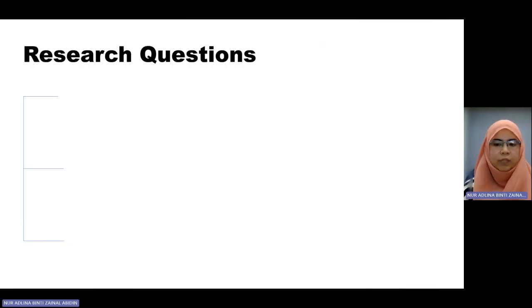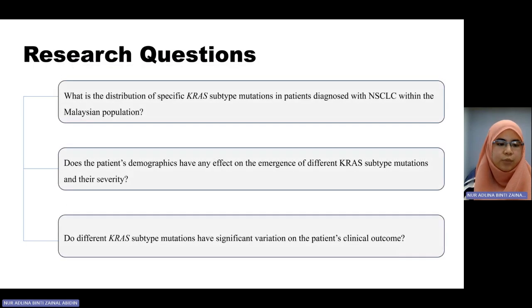The research questions that will be looked into for this investigation are: What is the distribution of specific KRAS subtype mutations in patients diagnosed with NSCLC within the Malaysian population? Does the patient's demographic have any effect on the emergence of different KRAS subtype mutations and their severity? Do different KRAS subtype mutations have significant variation on the patient's clinical outcome?